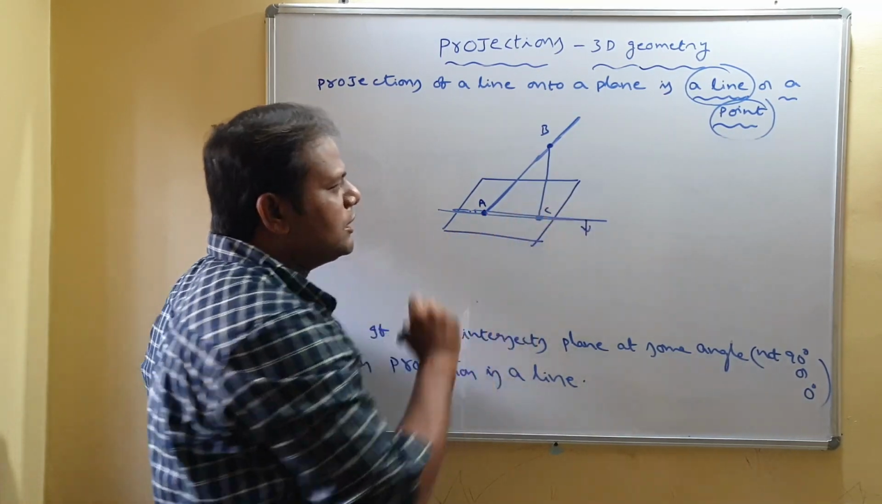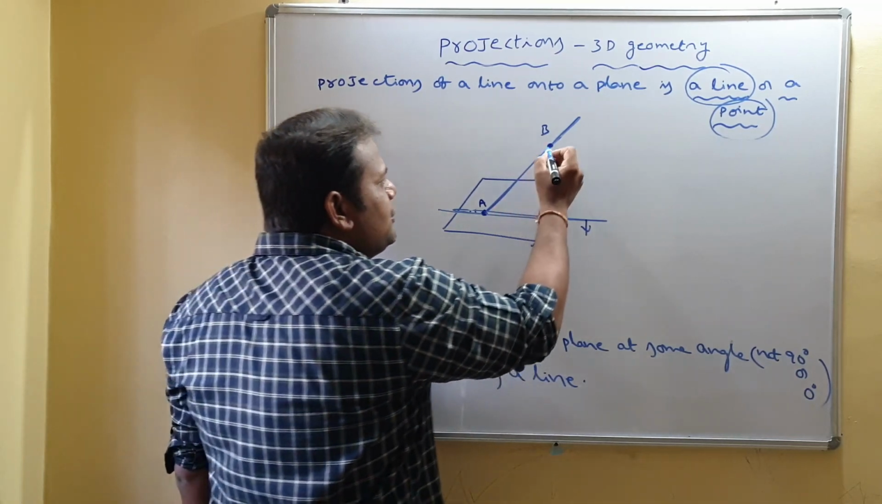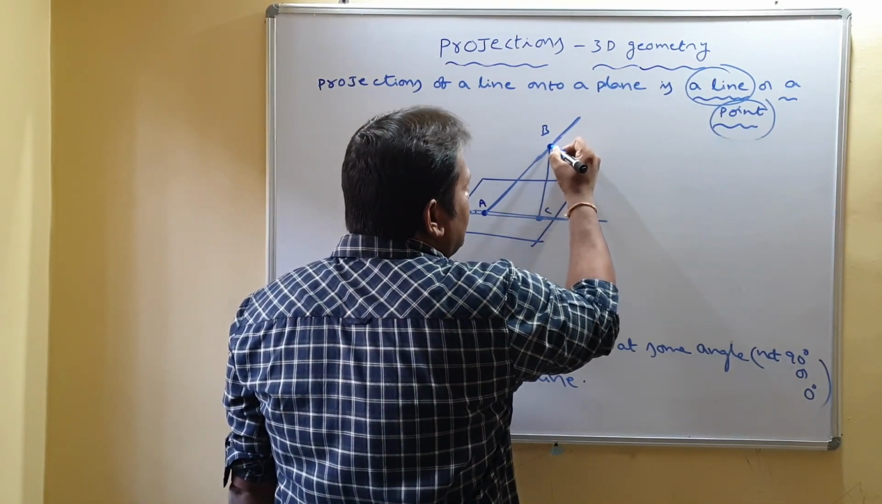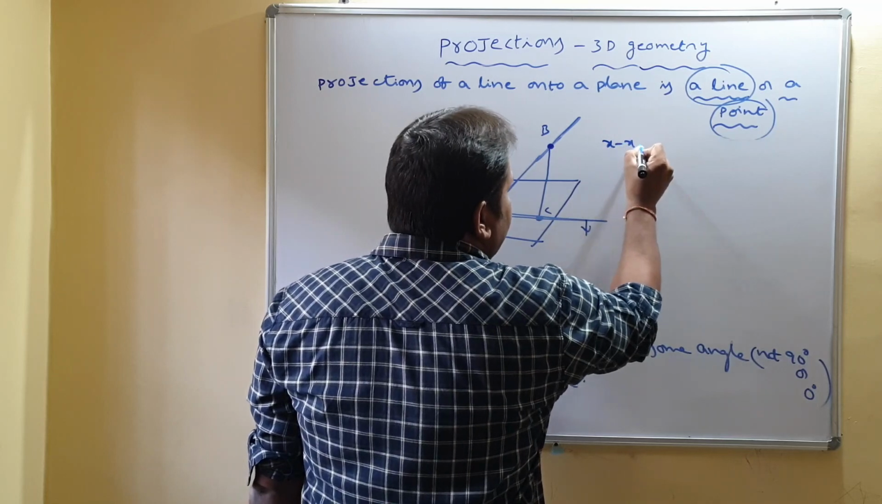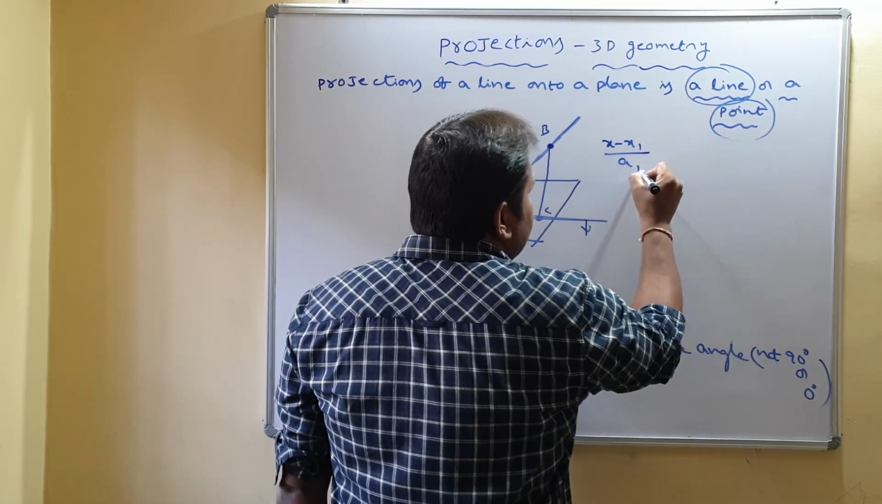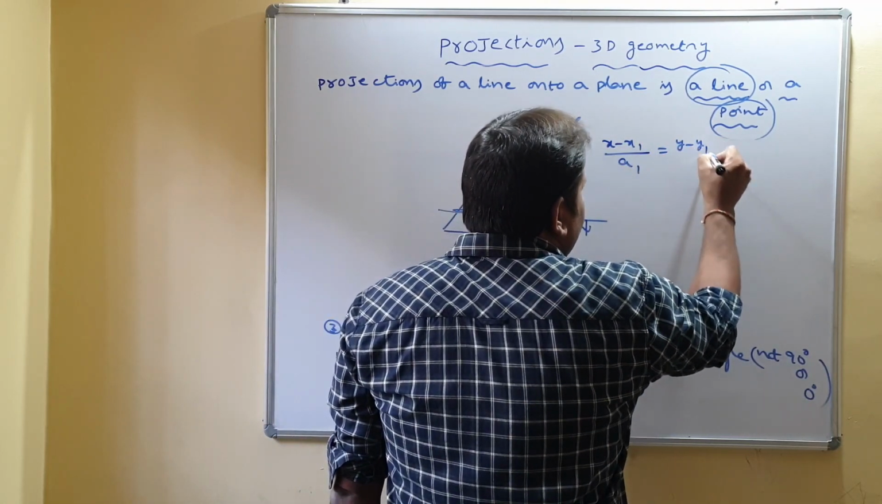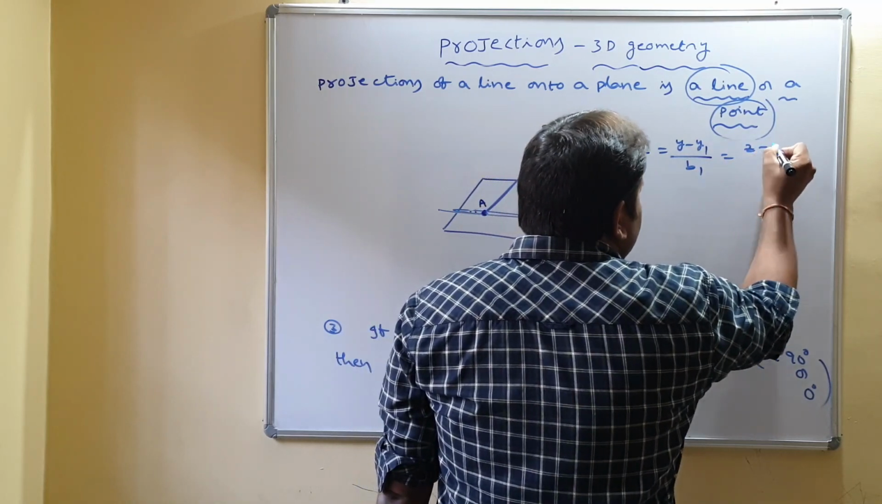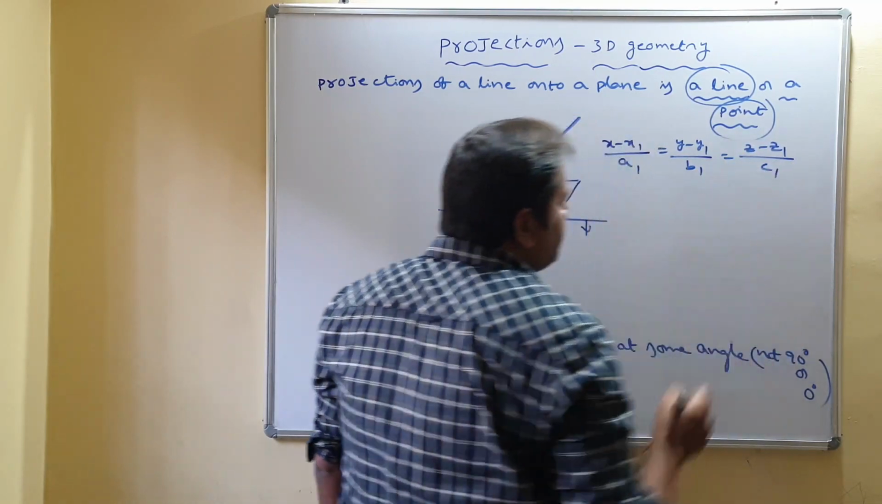then you can get point A. Okay, we got one point A, and you take one point on the line. Suppose the line is (x minus x1)/a1 = (y minus y1)/b1 = (z minus z1)/c1.